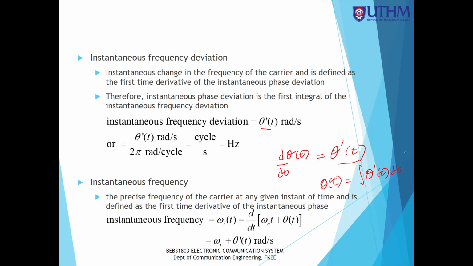If we take the first derivative of omega c t plus theta(t), we get omega c plus theta prime(t). This is what we call the instantaneous frequency, which is defined as the specific frequency of the carrier at a specific time.